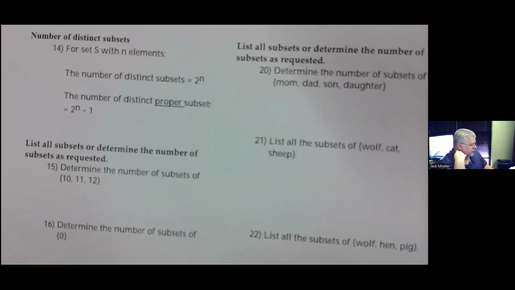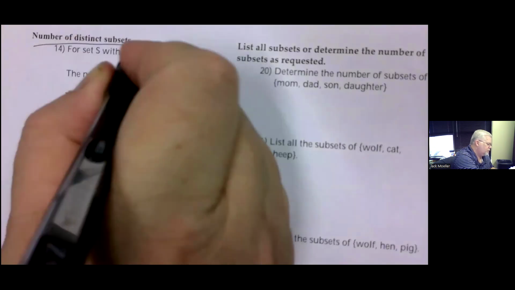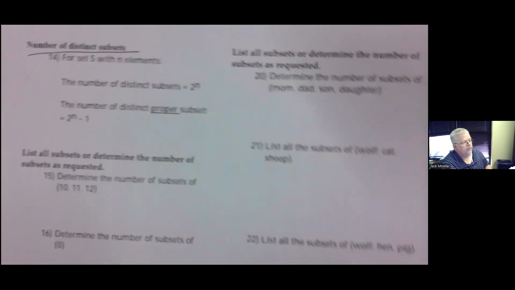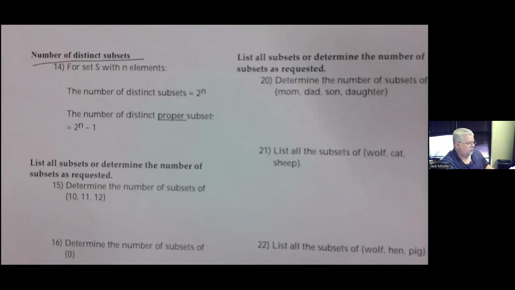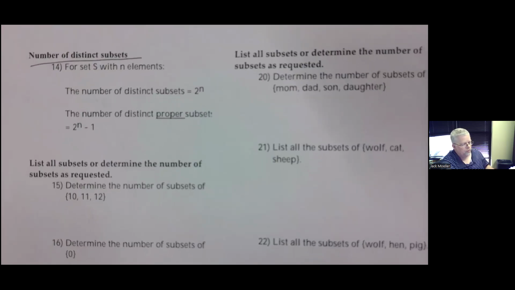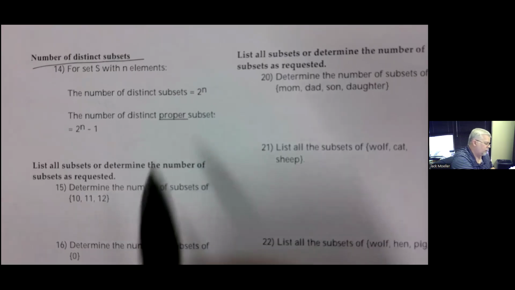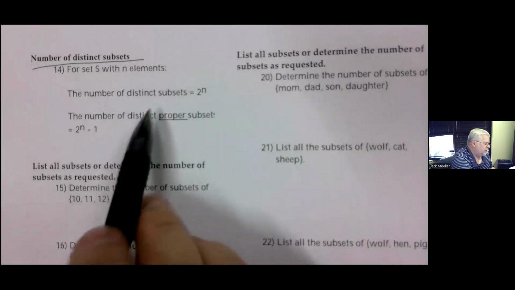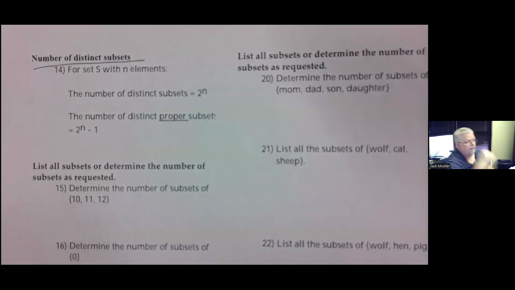Okay, so the other concept in here for 2.2 is the number of distinct subsets. There's one other formula in this unit that you need to have memorized. You will have one side of one page of notes allowed for this test, so you may want to write this formula down. The number of distinct subsets in a set is 2 to the n power.